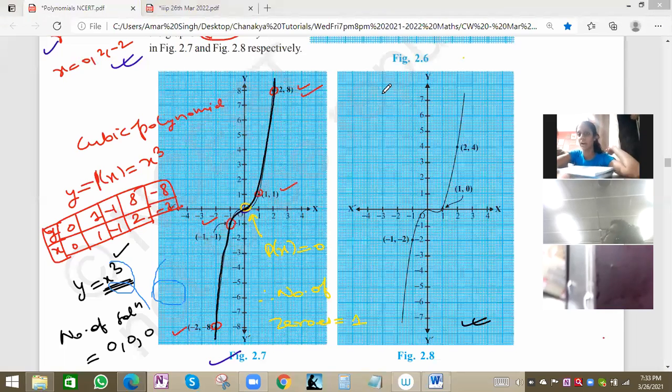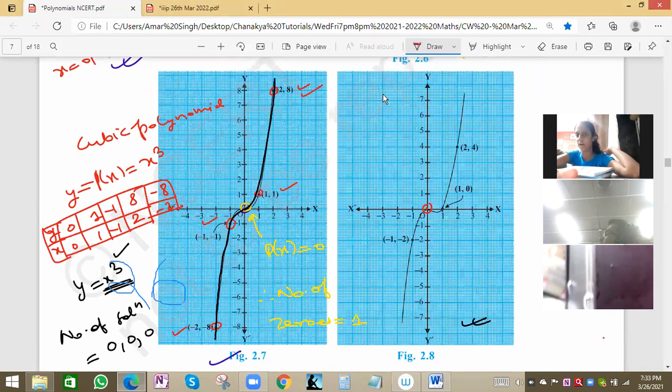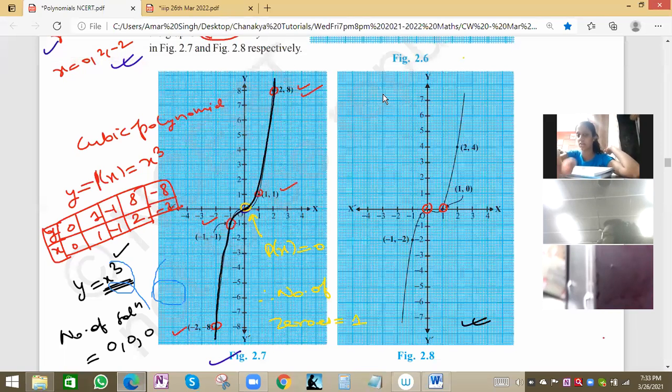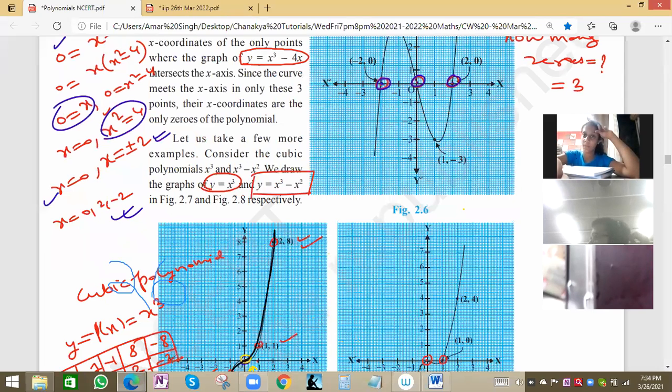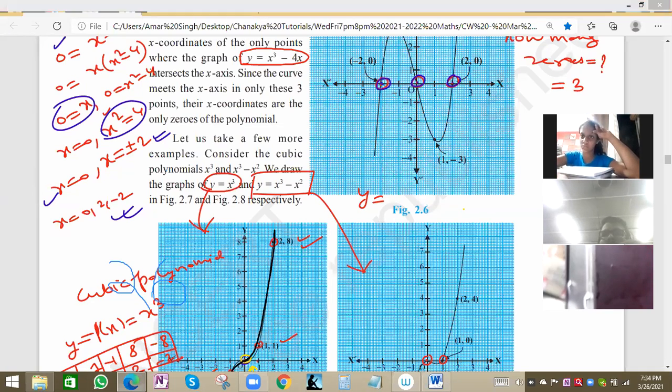See, we can see from the graph, it is cutting the x-axis at 2 points. This is 0 comma 0 and 1 comma 0. Basically two zeros. So the number of zeros we can write is 2. One more case: they have given the graph equation. This is the graph for y equal to x cube minus x square. So from the graph equation also, for this one the equation is y equal to x cube. So in the examination, now they will not ask you to draw the graph.